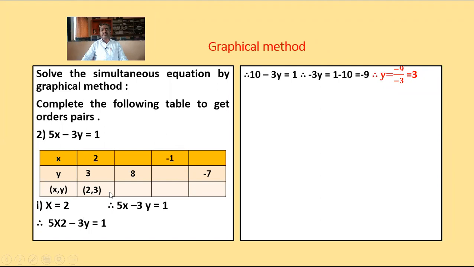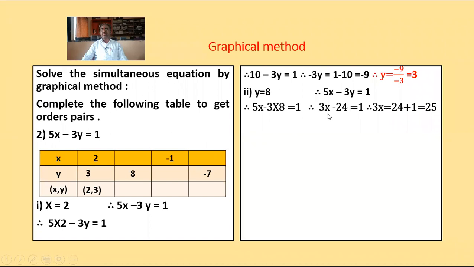For the second coordinate point, y is equal to 8. Given equation 5x minus 3y is equal to 1. Substitute the value of y is equal to 8 in this equation. 5x minus 3 multiplied by 8 is equal to 1. Here 5x minus 24.